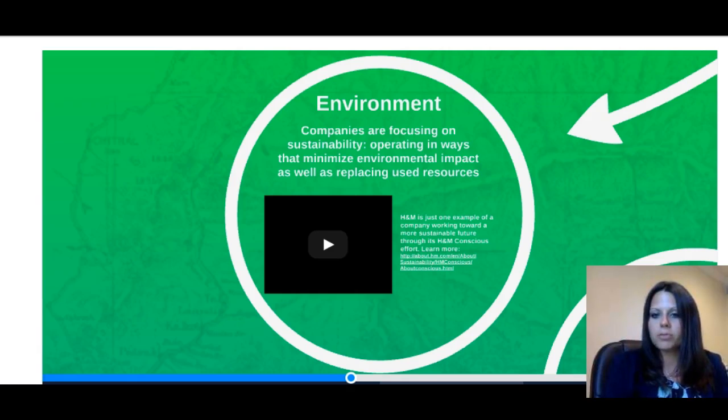It can be something where you're providing less negative impact to the environment as a whole, which some people also don't like to see, keeping consumers in mind. I have H&M here as just one example of a company working toward a more sustainable future. They have a program called H&M Conscious. One of the parts of this program, for example, if you click on the link, you'll learn more information about H&M. They are providing the opportunity to recycle clothing, clothes you're not wearing anymore.